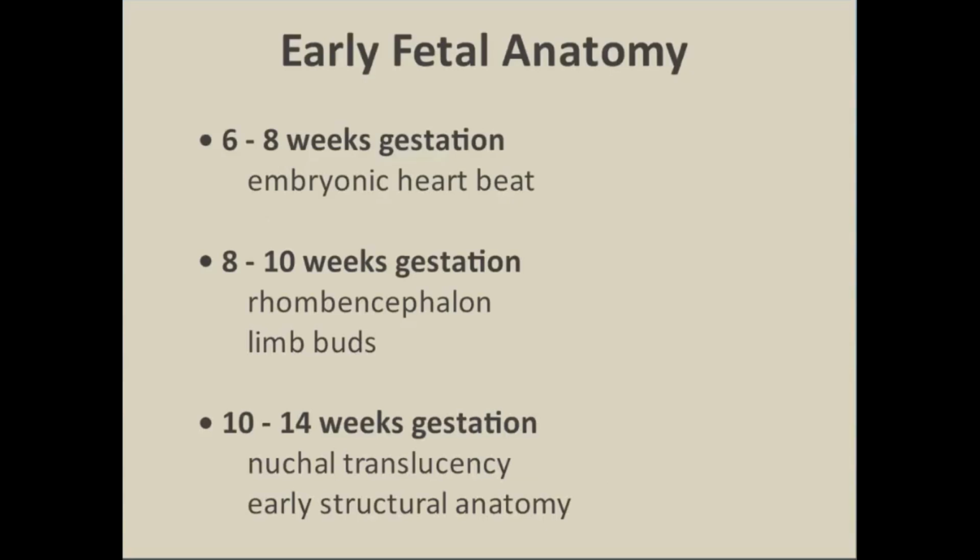The first part of the fetus that we can actually see is the fetal heartbeat. This is visible starting at 6 weeks gestation, and that's really the only part of the fetus that we can identify at that gestational age. But by 8 to 10 weeks, we begin to see some of the fetal structures, including the rhombencephalon and the limbs. And from 10 to 14 weeks, we can see quite a bit of the early structural anatomy of the fetus, as well as the nuchal translucency.